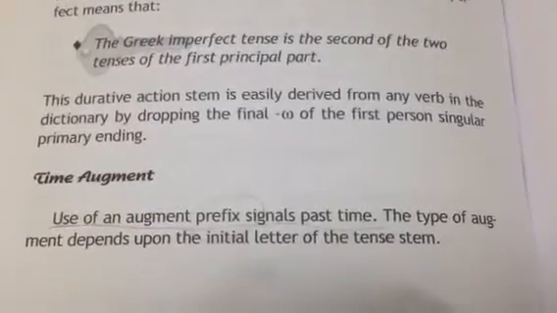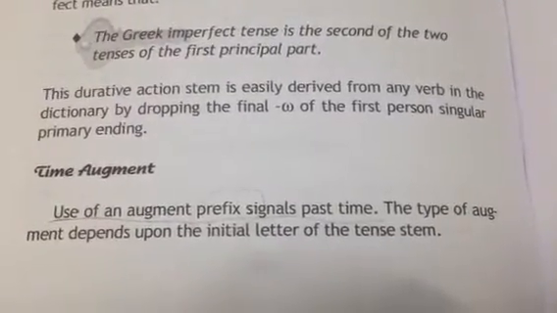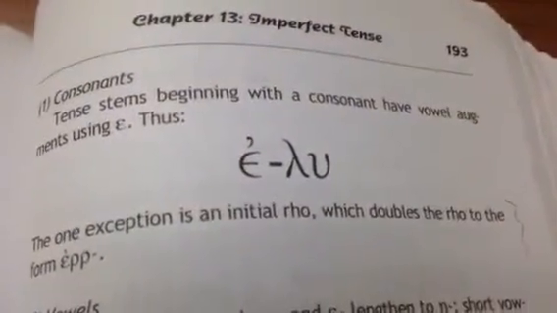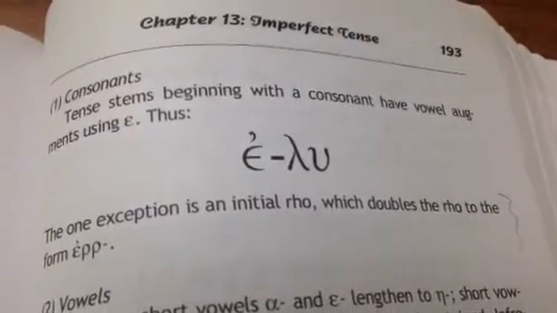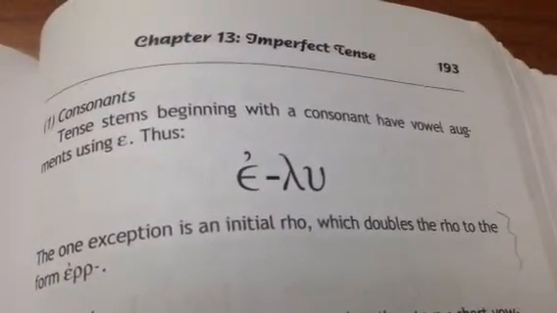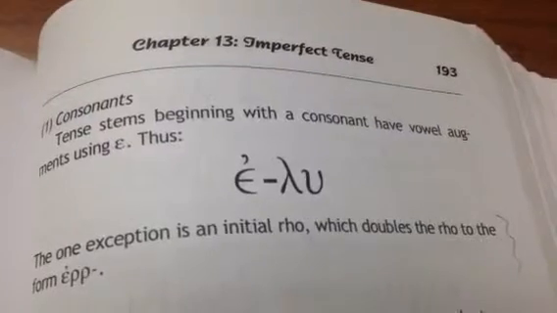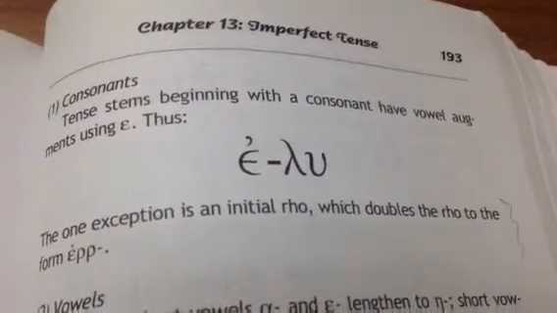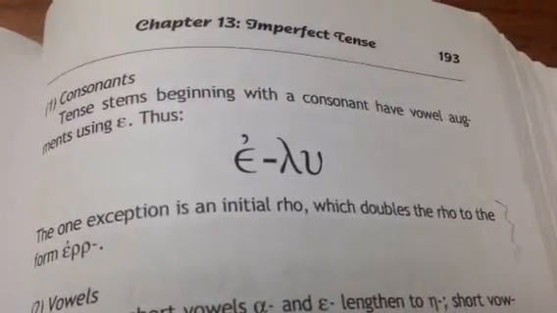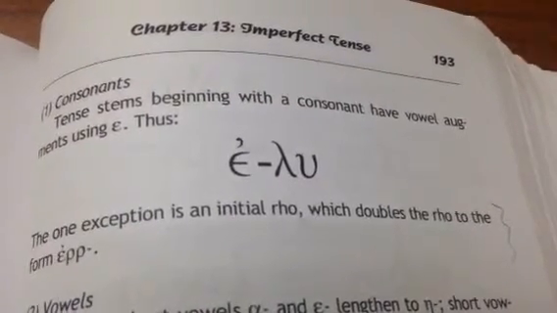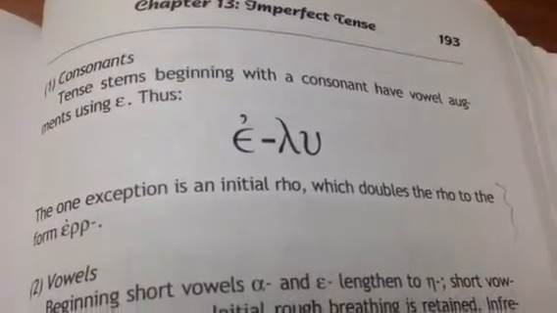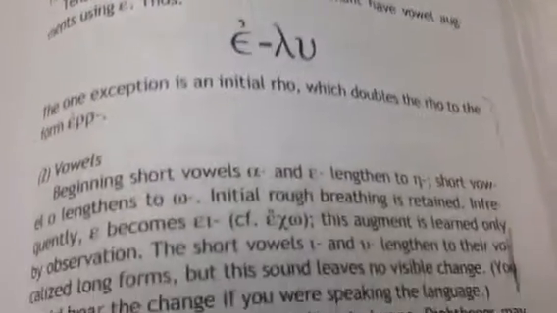Okay, so we have the time augment here. It's a prefix, and whenever you see that, you know you're dealing with past tense. So let's see how that works. You'll have to learn to recognize it. Whenever a verb starts with a consonant, you will recognize this because it often starts by using an epsilon. There's one exception, that is if the initial consonant is a rho, it will actually double itself. So the R is pretty obnoxious, it wants to double.